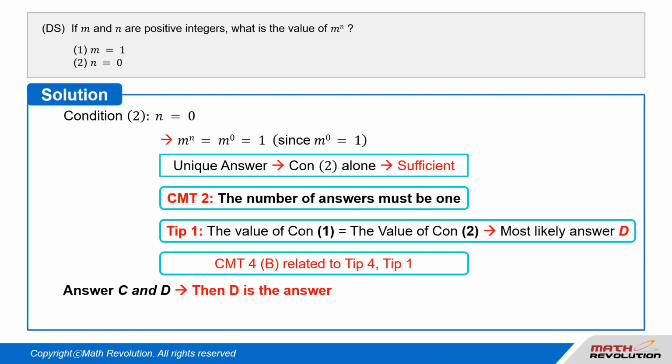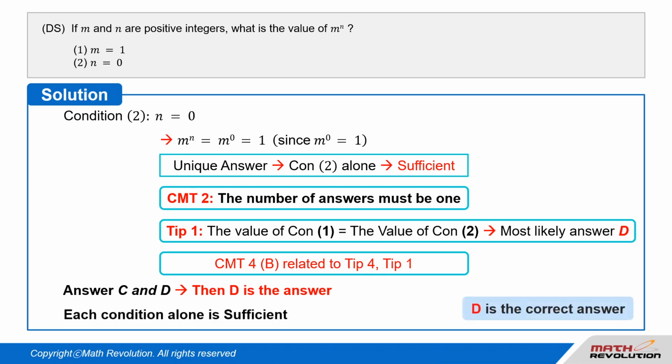This is a simple CMT4B question that is related to tip 4 and tip 1. You should be careful. You should remember that a trivial condition is never the answer. Each condition alone is sufficient. D is the correct answer. Answer: D.